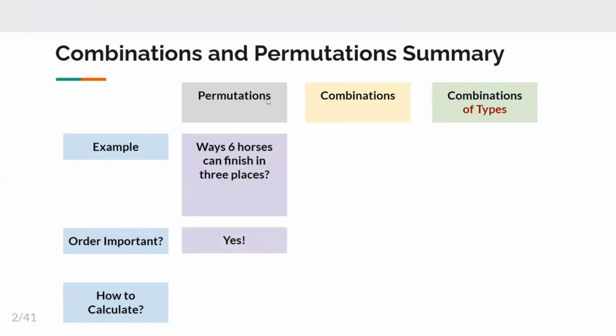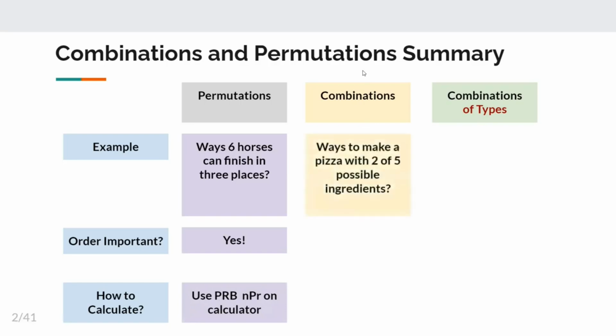The first example we have is of permutations, ways that 6 horses can finish in the top 3 places in a race. Order is important. That is what we need to keep in mind when we're looking for a permutation problem. Is order important? If it is, then it's a permutation problem. We're going to calculate that using the PRB key on the calculator and then the nPr function. I will review that in a moment.